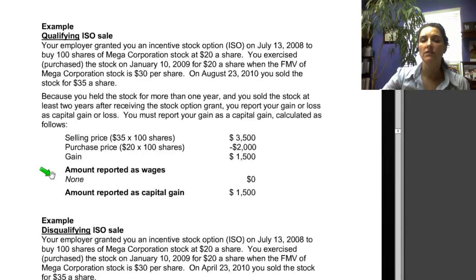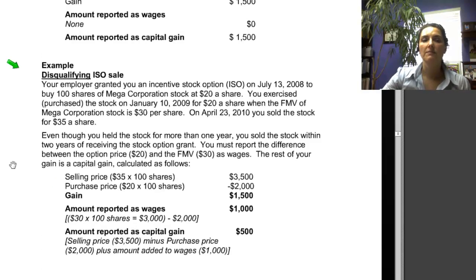Does any of that have to get included as ordinary wage income? The answer is no, because you met the ownership and holding periods. Is any of the amount reportable as capital gain? Yes, all of it is. It's taxed as capital gains, and the amount reportable as capital gain is $1,500. Capital gain treatment is important because under capital gain rules, you pay less tax than you do under ordinary income tax rules. Now here is an example of a disqualifying ISO sale.